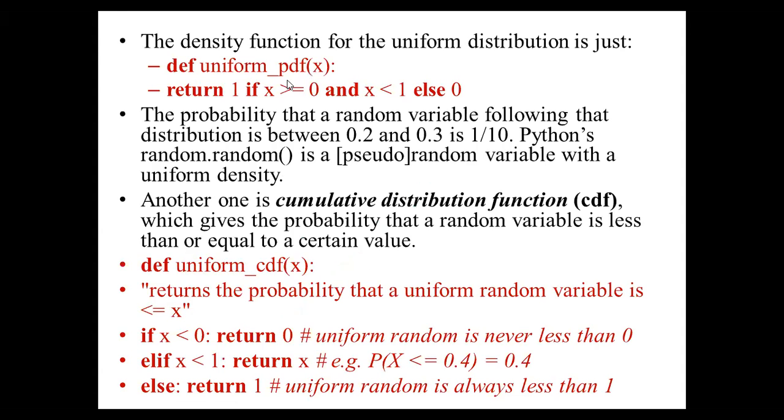Here, the uniform probability density function: if x is greater than or equal to 0, it returns 1, and if x is not less than 1, it returns 0. But when it comes to the CDF, I want to check for x, say 0.4. Consider I want to check the uniform CDF.